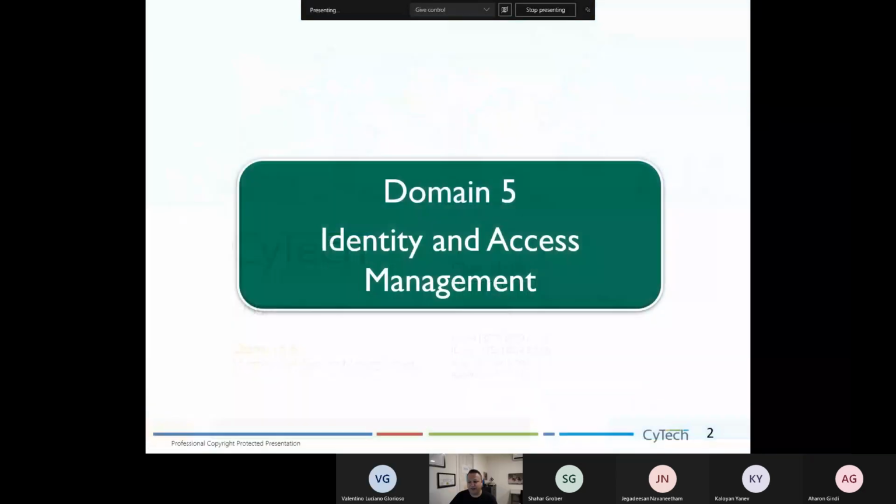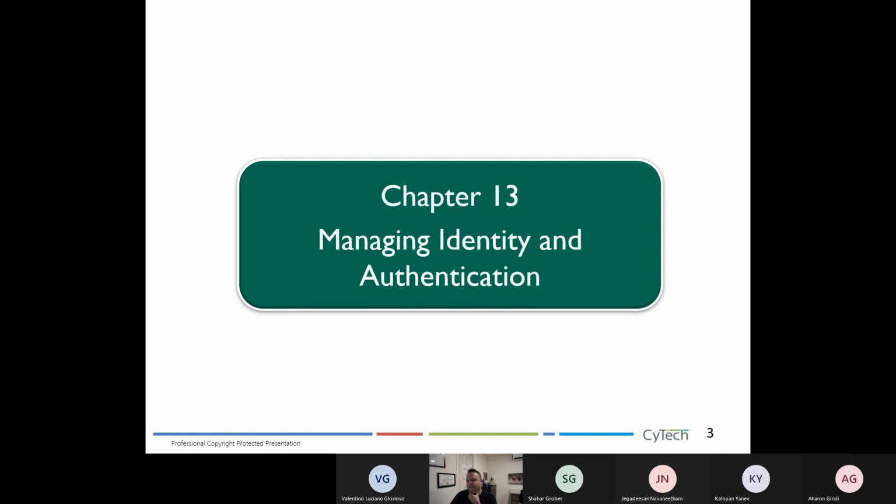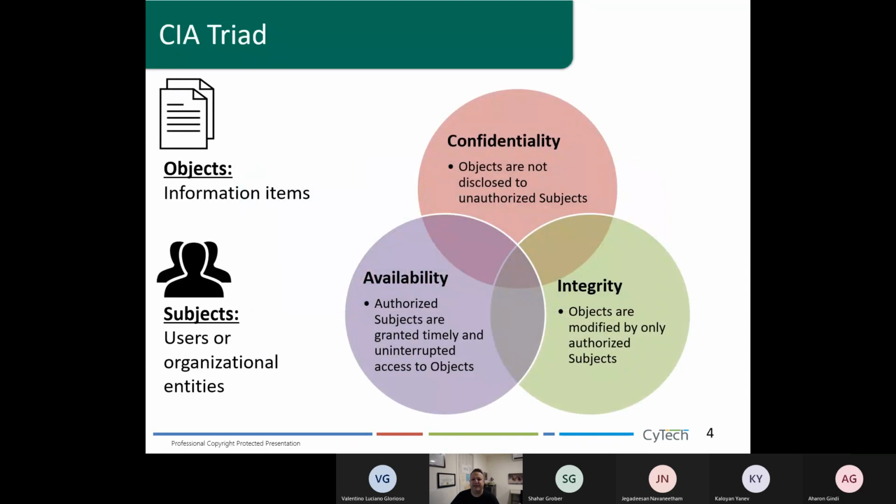So when we look at the overall domain, we can find many variables of how to secure that connectivity between the subject and the object. That includes 2 chapters, 13 and 14, and hopefully we'll be able to cover them both in the next hour. If not, we'll save some for tomorrow. So let's start with the CIA triad. We previously saw this one and fully understood it, but let's recap.